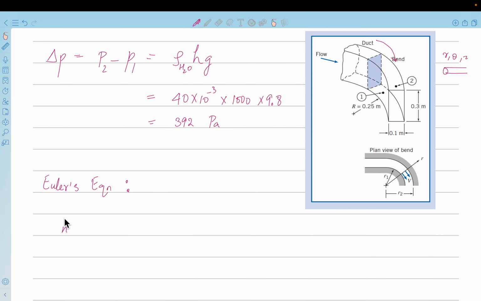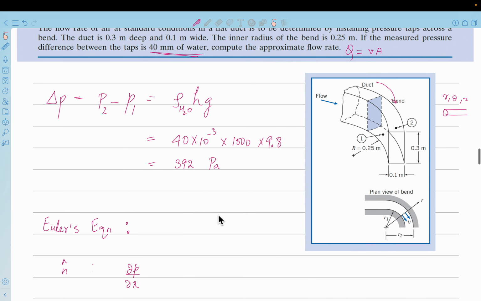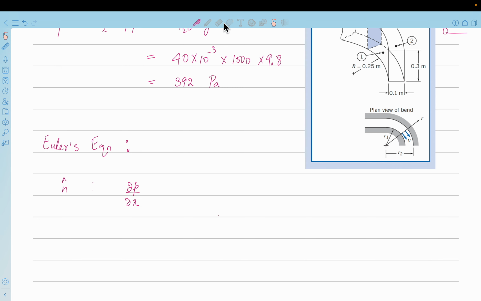Okay, so we are going to use the Euler's equation. So let us first write the normal direction. Now in the normal direction we have dou p by dou r. So dou p by dou n. We first write n. Dou p by dou n plus, okay, there is a 1 by rho, plus g dou z by dou n is equal to v square by r.